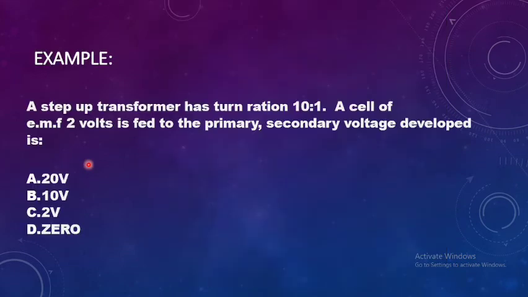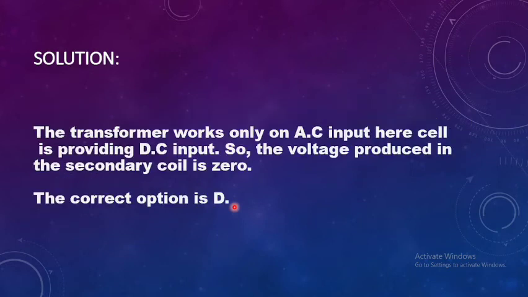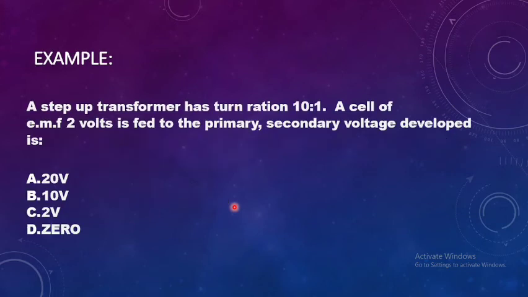So another example, a step-up transformer has turn ratio of 10 is to 1. A cell of EMF, or electromotive force, or voltage, of 2 volts is fed to the primary. The secondary voltage developed is A, 20 volts, B, 10 volts, C, 2 volts, D, 0. So the transformer works only on AC input. Here, the cell is providing DC input, so the voltage produced in the secondary coil is 0. So the option is D.